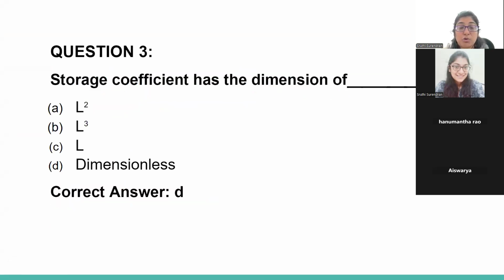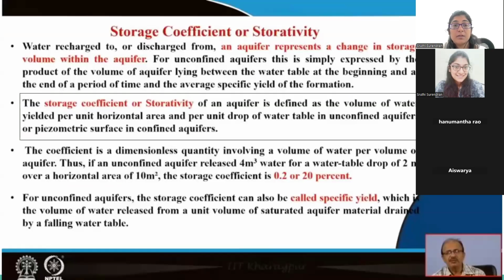Then again, storage coefficient. What is storage coefficient? Storage coefficient is also called storativity. It is the volume of water that is yielded per unit area per unit drop of water. So when it comes to an unconfined aquifer, when the water table reduces or increases by 1 meter or 1 centimeter, then that volume of water that you receive per unit area is called the storage coefficient or storativity.